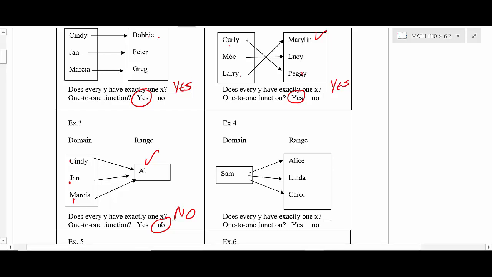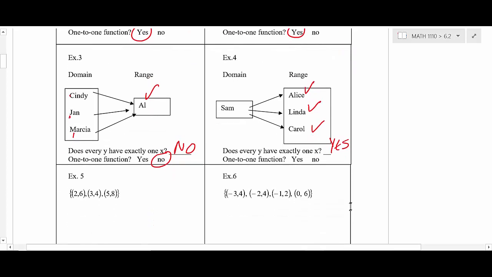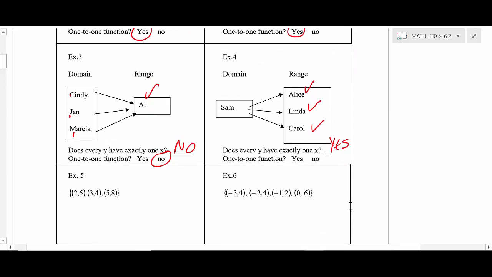Okay? All right, let's take a look at this next situation here. Okay, so let's see. The question is, does every y have exactly one x? Does Alice have one x? Yeah. Linda? Yes. Carol? Yes. So the answer to that question is yes. But you got to be careful about this. Okay, I'm asking, is this a one-to-one function? Okay, is this a function?